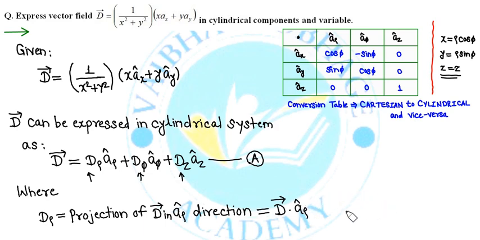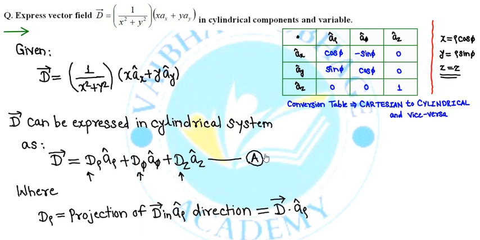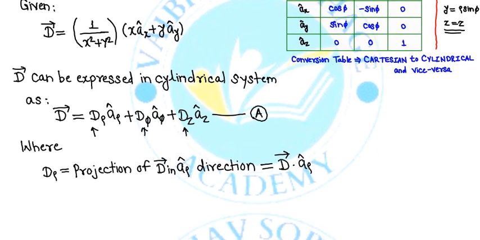Okay, fine. Have you got this? If not, listen again to what I have said. Let me repeat: D rho is nothing but the projection of vector D in the a rho direction, and it will be equal to the given vector D having the dot product with a rho, in order to get the value for D rho.